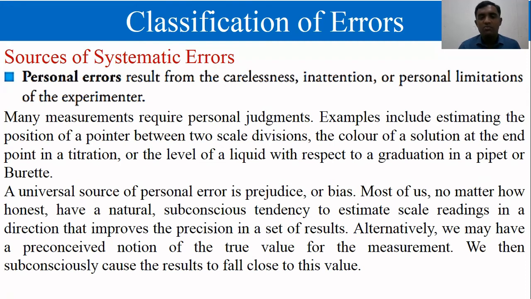The universal source of personal error would be prejudice. You may have a preconceived idea that the titration would go to completion at a particular volume, so you may be adding the titrant at a faster rate. So you accidentally, or with much impatience, proceed with the titration and it crosses the endpoint. So this is a personal error due to complete carelessness and impatience. These types of errors can also be reduced by paying careful attention.